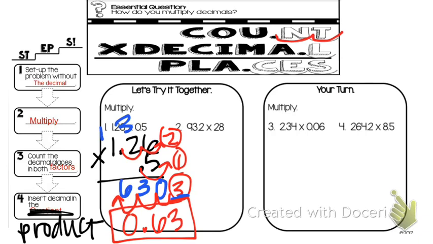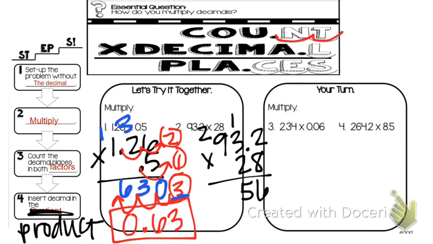So let's try again with the second one, and then you guys are going to do 3 and 4 on your own. For the second one, I'm going to have 93.2 times 28. Again, you do not have to line up the decimal when we are multiplying, only when we add and subtract. So 8 times 2 is 16, carry the 1. 8 times 3 is 24, plus 1 is 25, carry the 2. And then 8 times 9 is 72, plus 2 is 74.